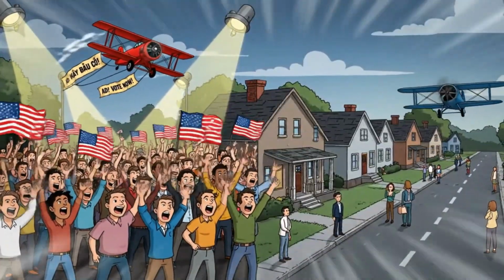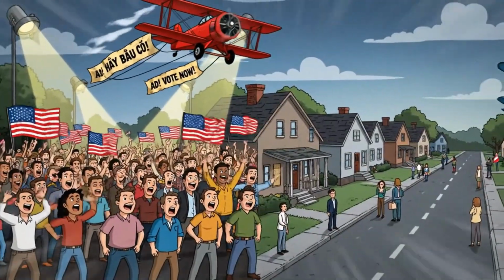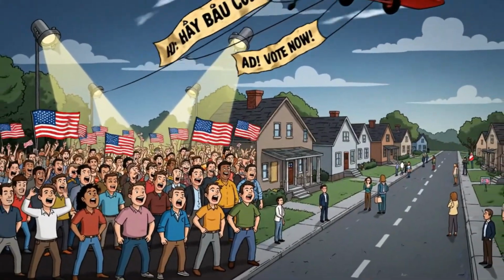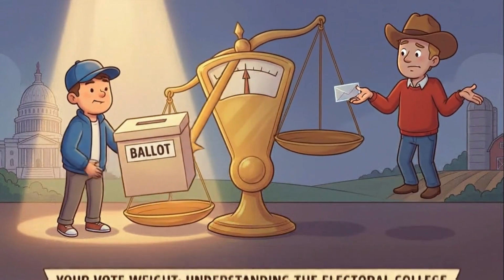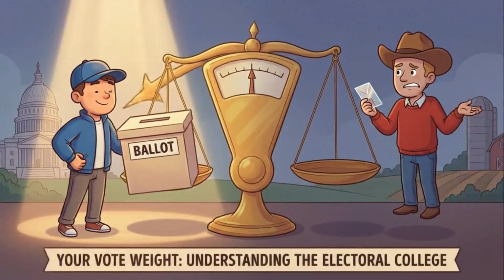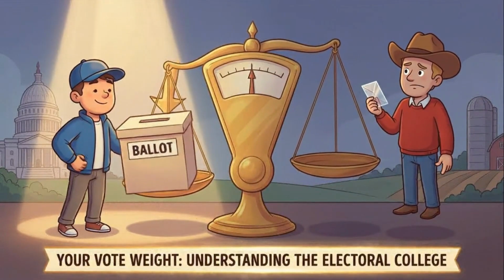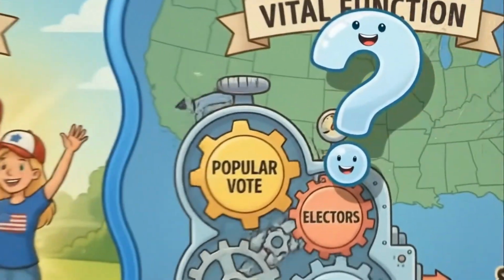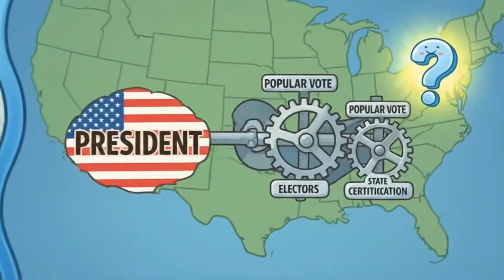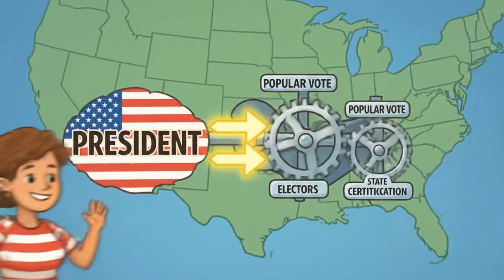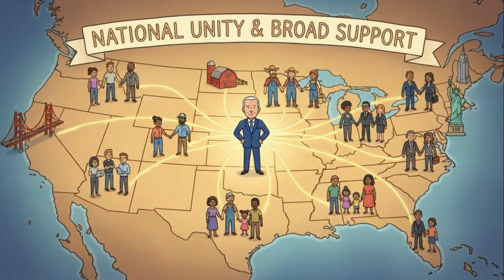These states become the epicenters of political activity, receiving numerous candidate visits, campaign ads, and voter outreach efforts, while states that are reliably Democratic or reliably Republican often see much less attention. This means that a voter in a swing state might feel their vote carries more weight than a voter in a state that consistently votes one way. So, why keep such a complex and sometimes controversial system?